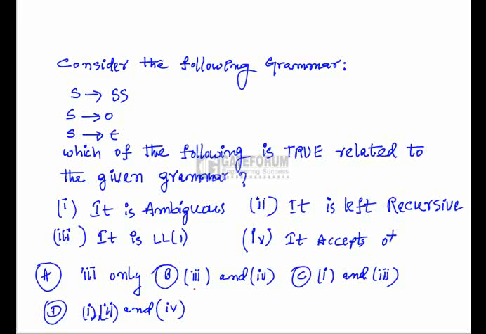Consider the following grammar. The productions are given like this: S to SS, S to 0, S gives epsilon. Which of the following is true related to the given grammar? Actually, 4 statements were given. Among these statements, we need to find out the true statements. The first statement is it is ambiguous. Second statement is it is left recursive. Third statement is it is LL1 grammar. Fourth statement, it accepts 0 plus.